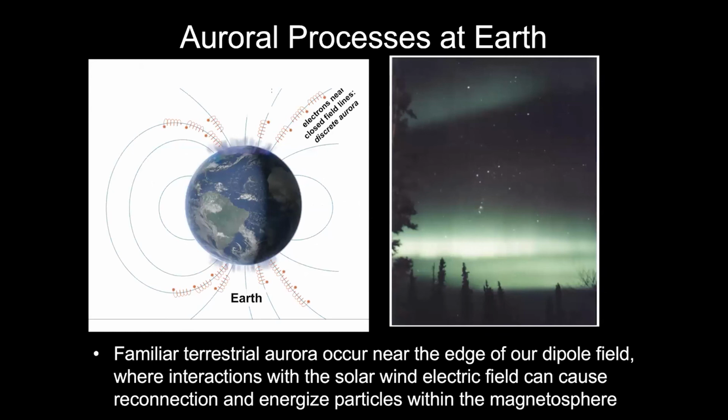A lot of what we assume about planetary aurora starts from the terrestrial experience, and this idea that with our auroral ovals, we're seeing the precipitation caused at the edge of planetary dipole fields, and that influences our thinking when we start considering other planets.